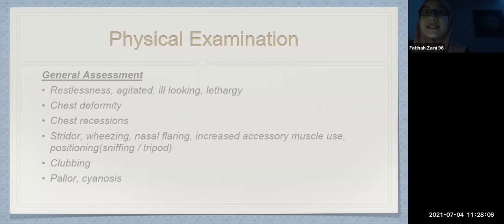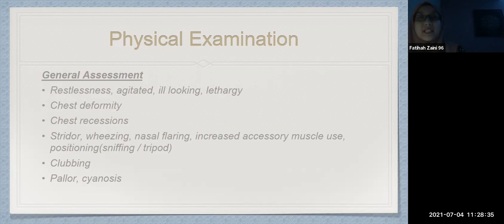Okay, in terms of physical examination, what we have to look at on general assessment is whether the patient is restless, agitated, ill-looking, which we usually see in patients with acute epiglottitis, and lethargy, any chest deformity, any chest recession, stridor, wheezing, nasal flaring, increased accessory muscle use, and the positioning of the child, whether in sniffing or tripod position. I will explain after this.